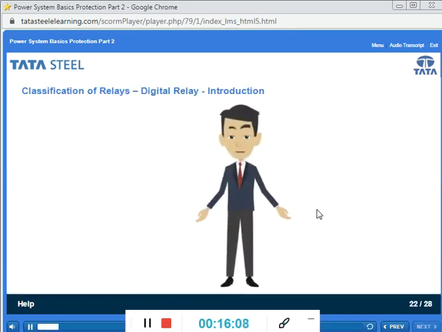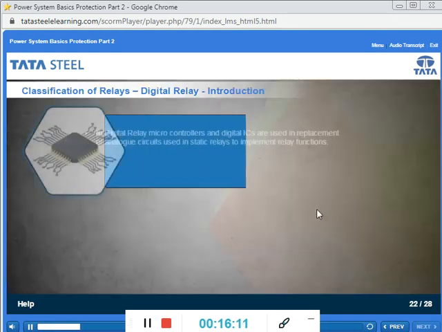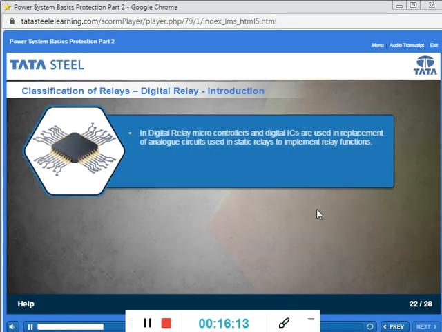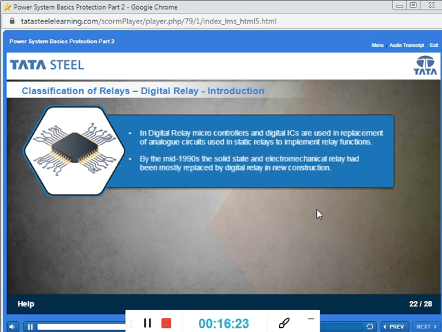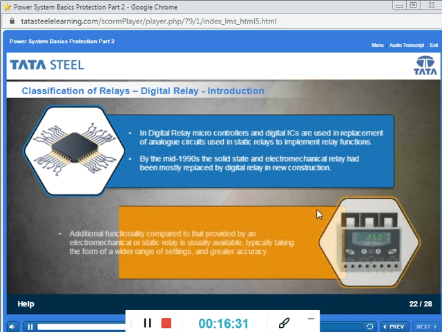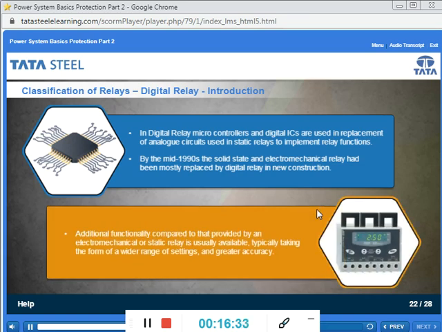Let us now look at the next classification, that is digital relay. In digital relay, microcontrollers and digital ICs are used in replacement of analog circuits used in static relays to implement relay functions. By the mid-1990s, the solid-state and electromechanical relay had been mostly replaced by digital relay in new construction. Additional functionality compared to that provided by an electromechanical or static relay is usually available, typically taking the form of a wider range of settings and greater accuracy.